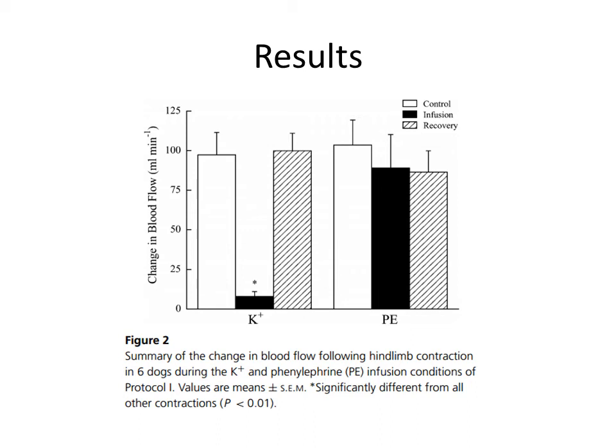So this was statistically calculated via a 2-way ANOVA, and this difference basically confirms our researchers' hypothesis that the rapid increase in active skeletal muscle blood flow with the onset of exercise is attributable to vasodilation as a consequence of smooth muscle hyperpolarization.